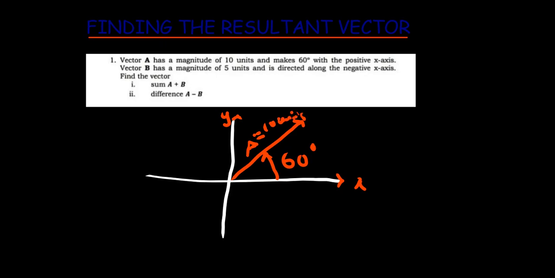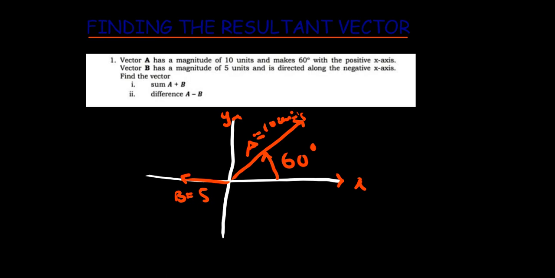Okay, so now let's sketch the second part. The second part says vector B has a magnitude of 5 units, and is directed along the negative x-axis. So here is the negative x-axis, and it is 5 units. So that is vector B, and the magnitude is 5 there.